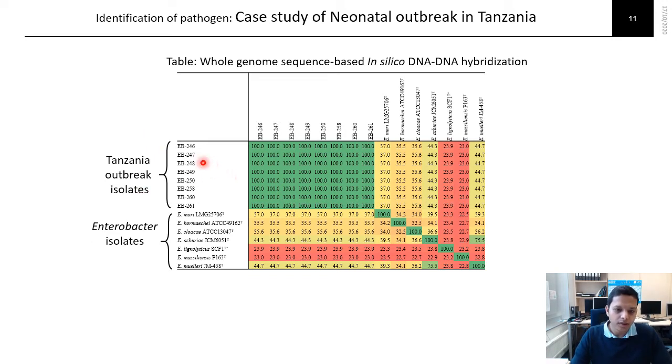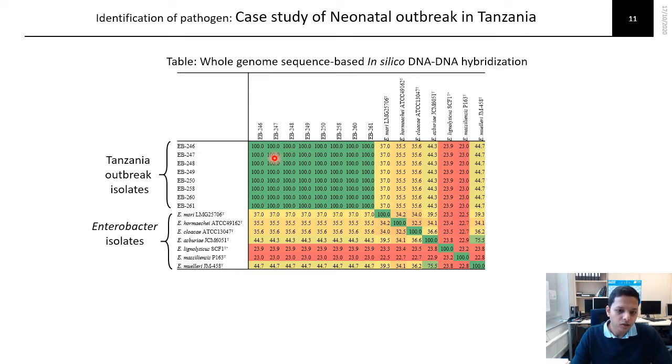First, we compared these isolates to each other by using in silico DNA hybridization, as I showed you in the last slide. As you can see, there is 100% DNA hybridization value among these isolates. It means that they belong to a single species. There are no genomic differences, and this is a single clone.